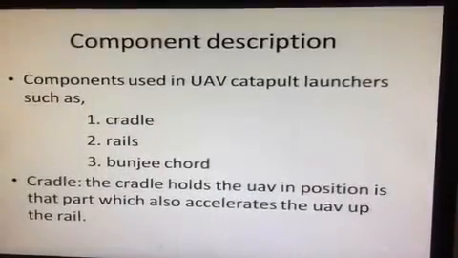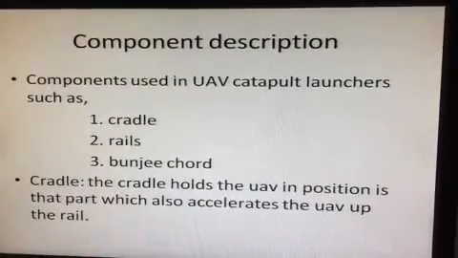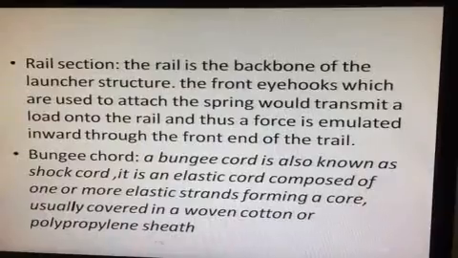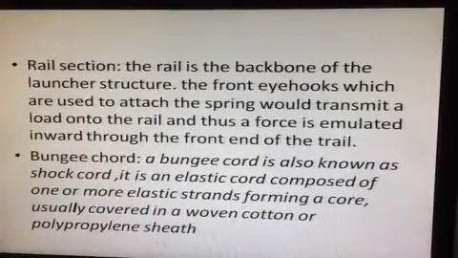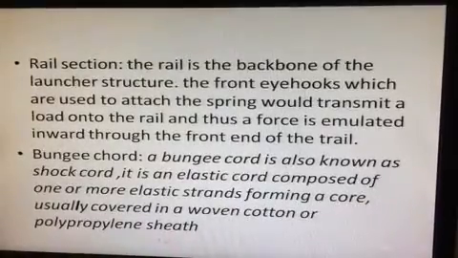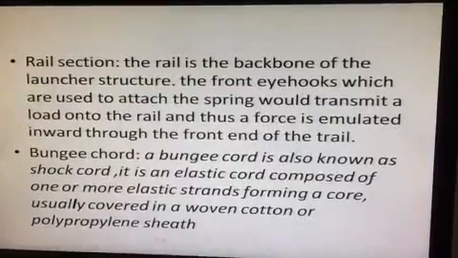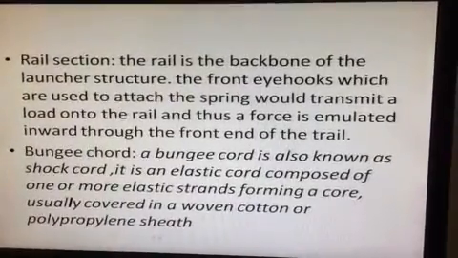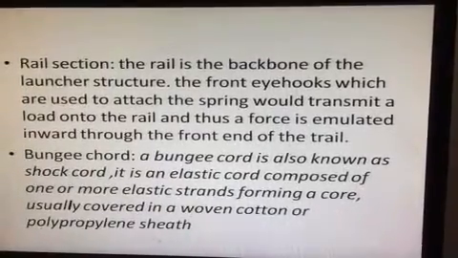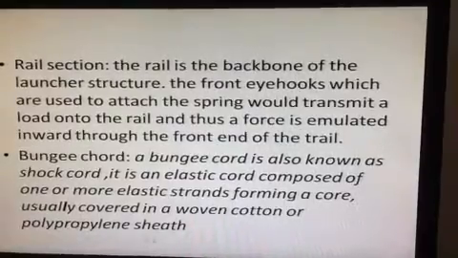The cradle holds the UAV in position, and is the part which also accelerates the UAV up the rail. The rail section is the backbone of the launcher structure. The front eye hooks, which are used to attach the spring, transmit a load onto the rail, and thus a force is emanated inward through the front end of the rail. Bungee cord is also known as shock cord. It is an elastic cord composed of one or more elastic strands forming a core, usually covered in a woven sheath. And it gives the elasticity for the cradle part.